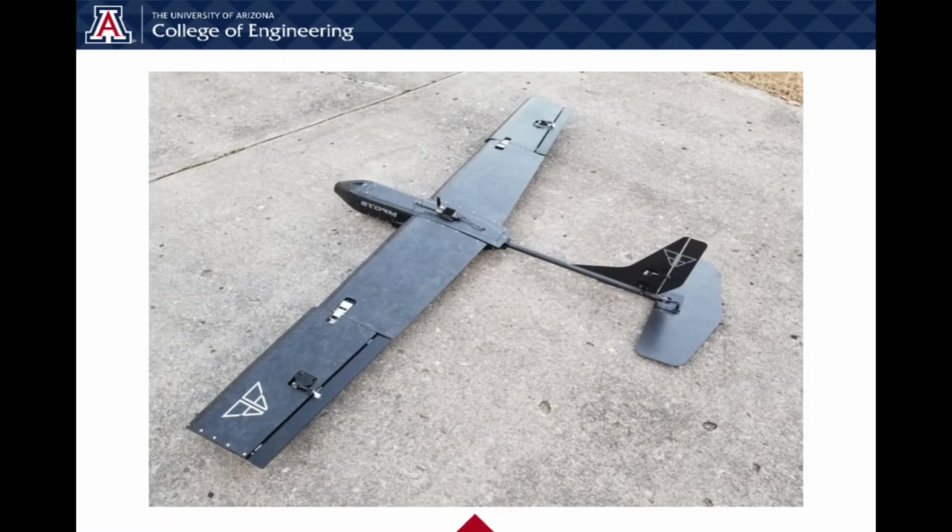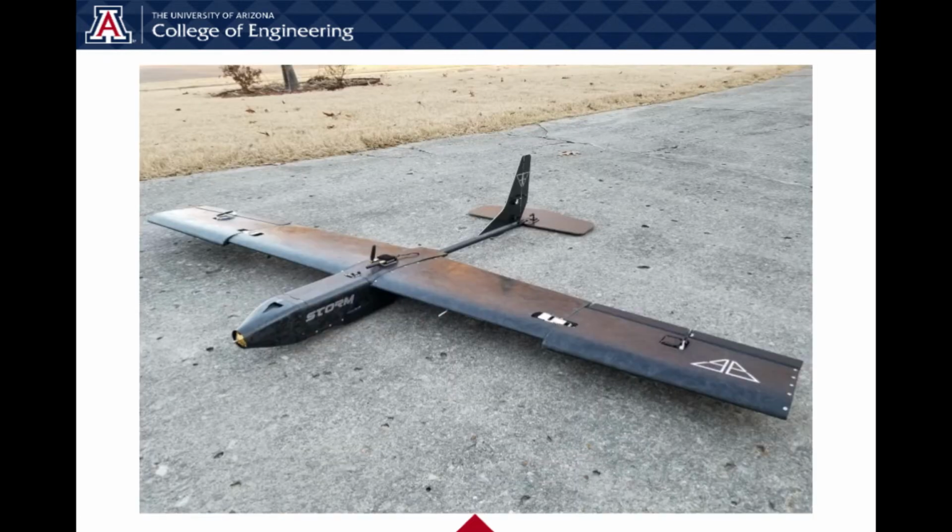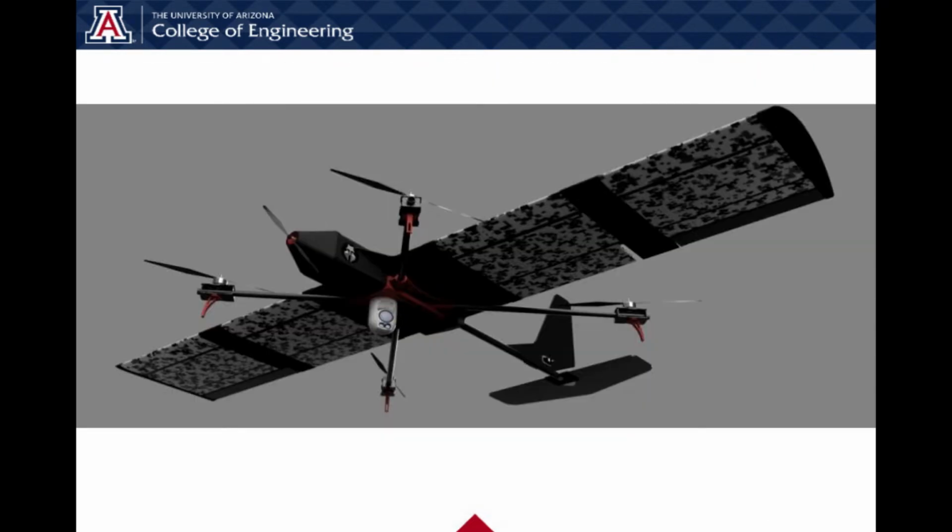The scope of this project is to take an existing Blackbar unmanned aerial vehicle, model named Storm, and integrate vertical takeoff and landing capabilities while still maintaining a similar footprint.